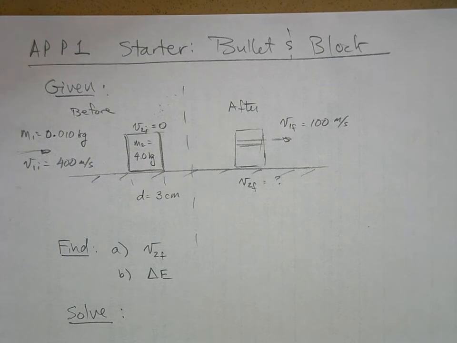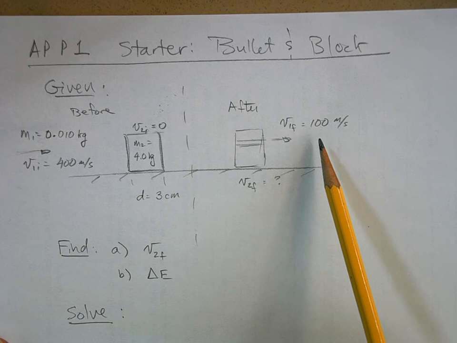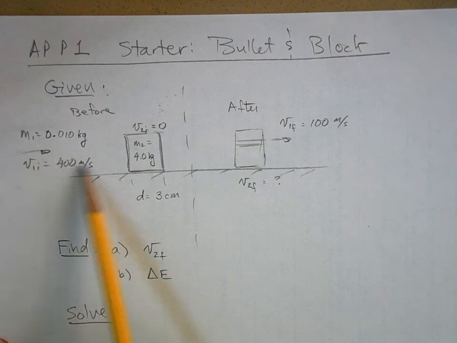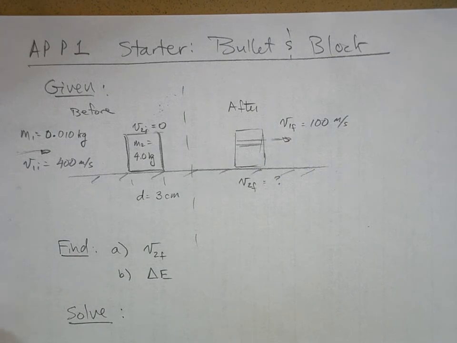Right. Let's do this starter problem. And again, this is very similar to the kind of problem that'll be on the exam for this unit. This is a classic problem where a bullet goes through a block. It goes into the block going 400 meters per second, but it comes out of the block only going 100 meters per second. So it was slowed down quite a bit.